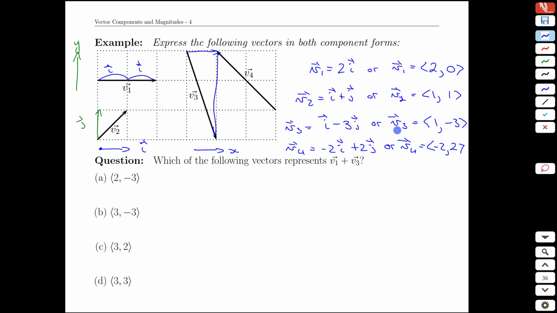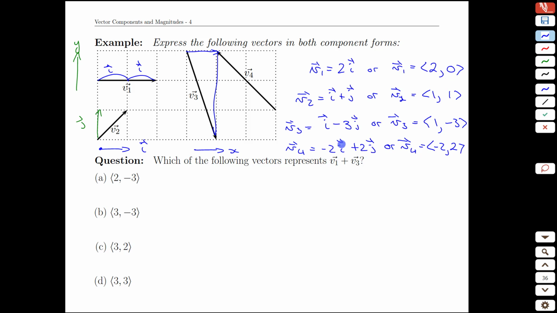With all of that in mind, take a moment to think about these vector component representations, and then think about how we could use those to help us compute vector sums. Take a look at v1, take a look at v3, and then imagine what you would get as the sum of those, either by drawing the picture or by looking at the components. Pause the video for a moment, and then we'll check in.